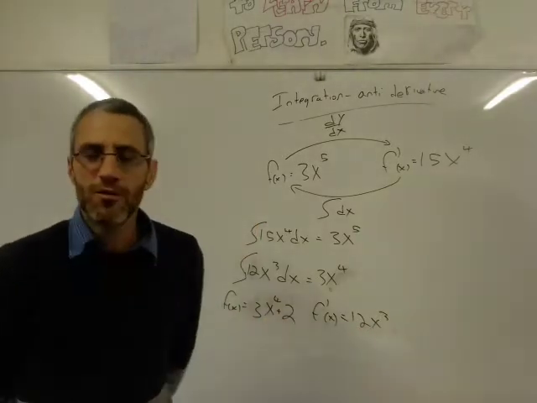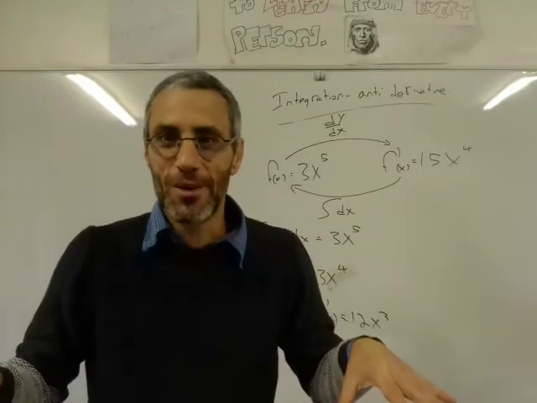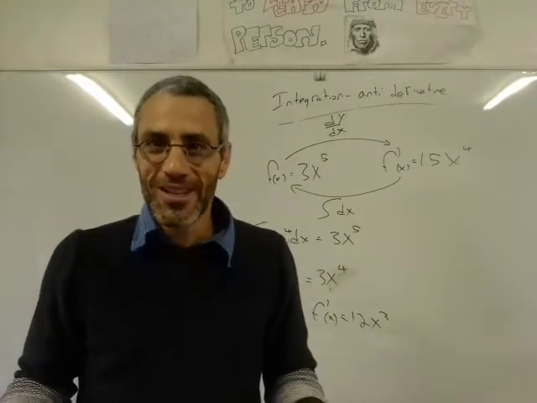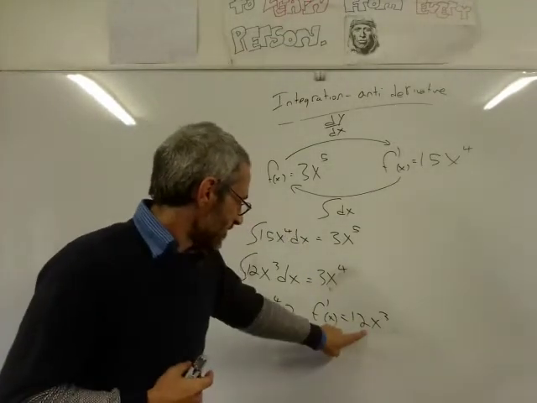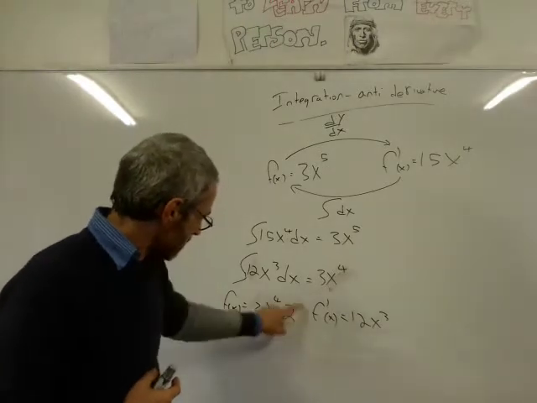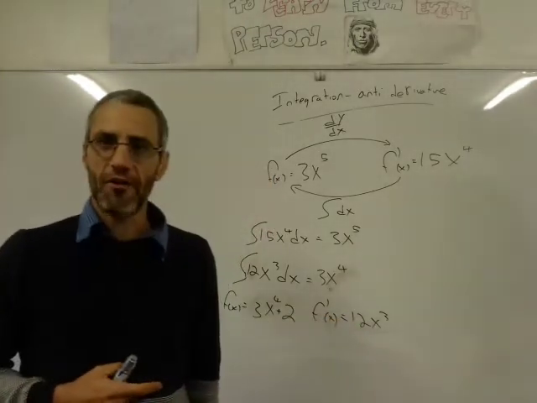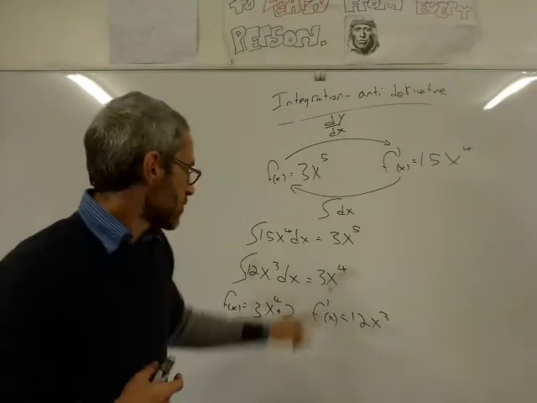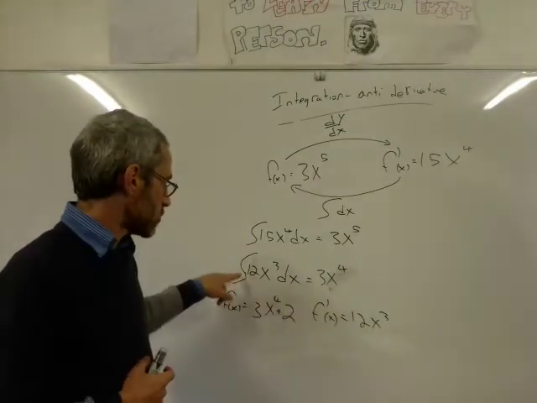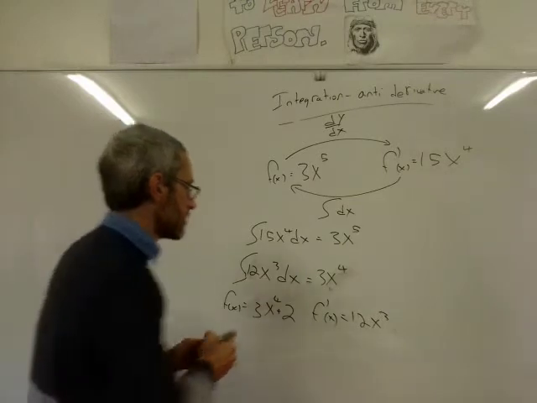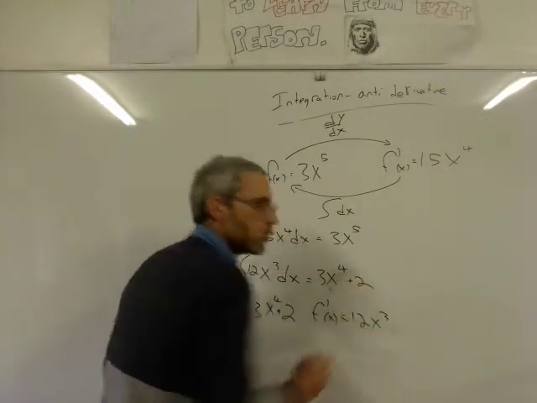What's the derivative of 2? Just a constant number. The derivative is 0. So in other words, the derivative of this function, 3x to the power 4 plus 2, is also going to be 12x to the power 3. So the possible answer, the antiderivative of 12x to the power 3, could be plus 2.